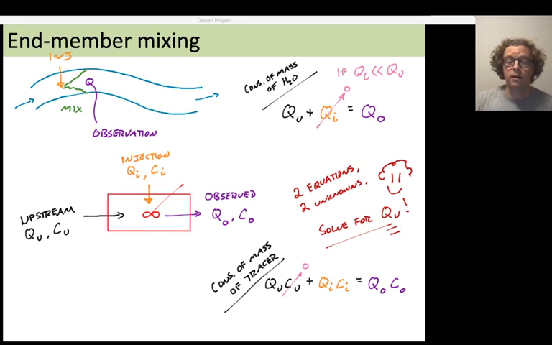So, with our end member mixing analysis, we've got a system of solvable equations. We can now estimate discharge at the upstream end of our study reach based on end member mixing. Importantly, this is again assuming that the observation point is close to the injection. So far enough downstream that things are well mixed, but close enough that you're not losing mass between the injection and observation points. So the same limitations we discussed in the previous video.